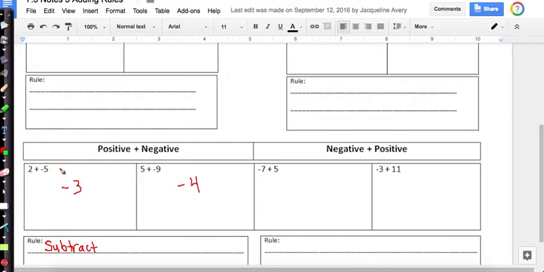So if you look at both of these, you can see we have 5 negatives, 2 positives, 9 negatives, 5 positives. So I don't want to say the greater number because negative 5 is not greater than 2 and negative 9 is not greater than 5. So what I want to say is keep the sign of the most. So subtract and keep the sign of the most. In other words, this is the larger absolute value. So I'm going to put that in parentheses. Larger absolute value.